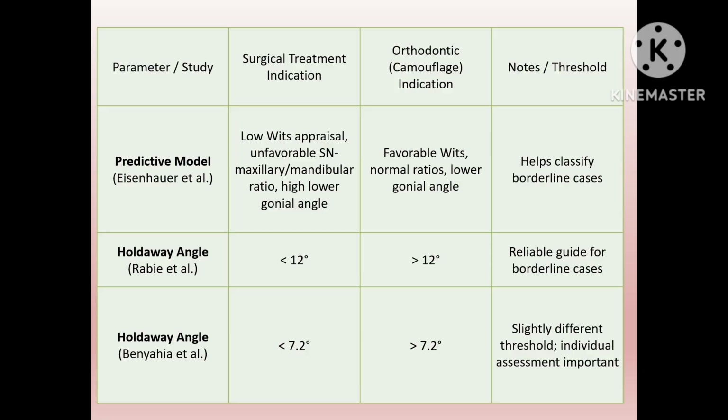Rabie et al. suggest that Holdaway angles which are more than 12 degrees indicate orthodontics and less than 12 degrees indicate surgery, while Ben Bahaya et al. propose 7.2 degrees as the threshold. So this was all about class 3 malocclusion and its management.